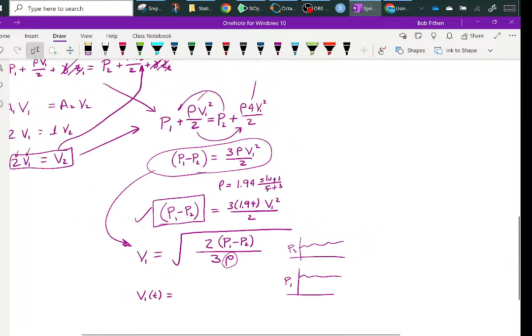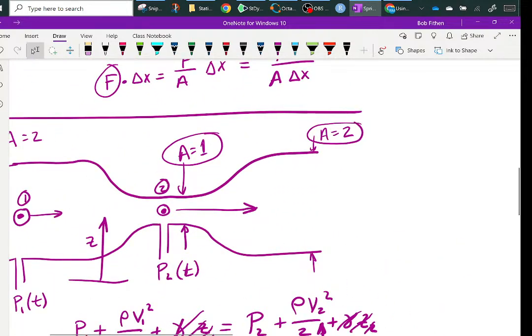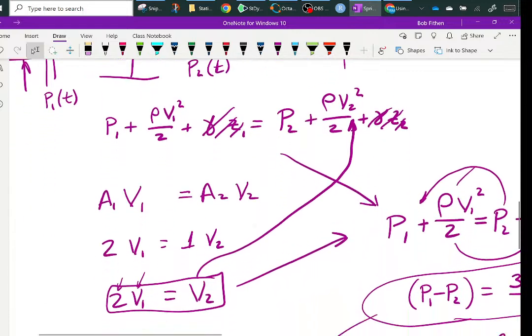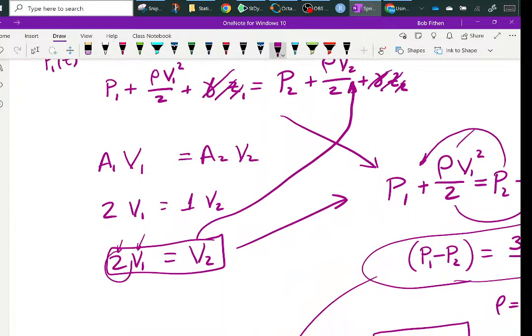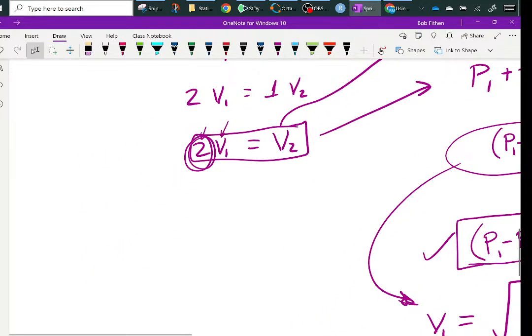And so you don't have to interfere with the flow that much in order to get the flow rate out of it. One of the things you could find out is the area ratio. So if you think about it, this 2 came in as the area ratio. If your area ratio becomes 1, then you've got a problem.